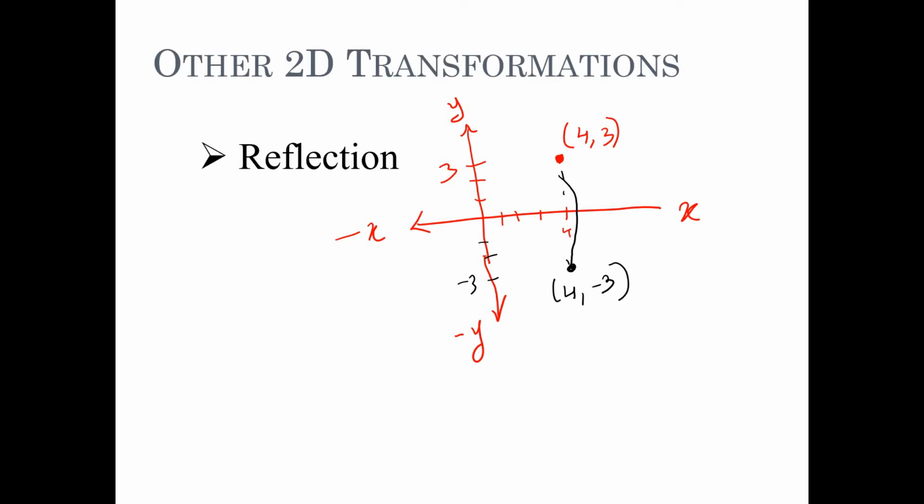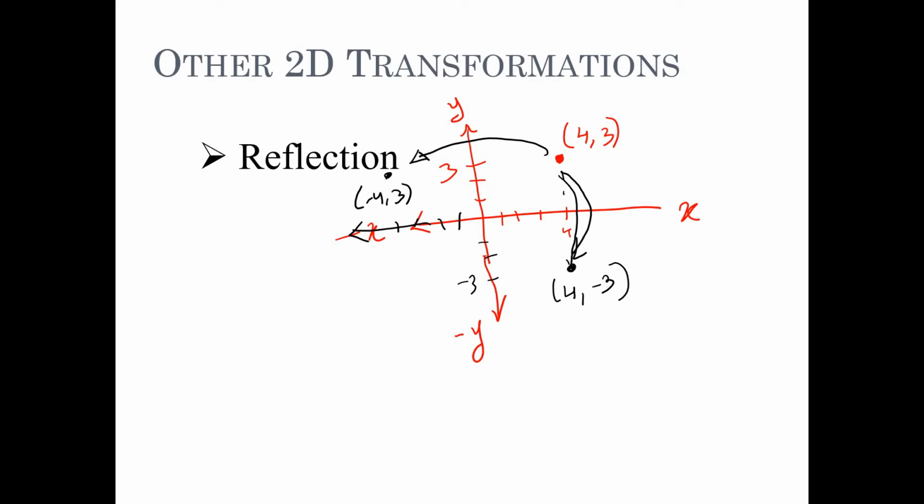Likewise, on the y-axis, we will have reflection here, which will be minus 4 and 3. Minus 4 on the x-axis and 3 on the y-axis. Okay, so this is how reflection is done. This is with respect to the y-axis. This one is with respect to the x-axis.